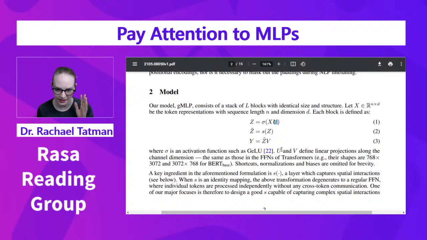U and V are defined as linear projections along a channel dimension, the same as those in feed-forward networks of transformers. E.g., their shapes are 768 times 3072 and 3072 times 768 for base. Shortcuts, normalizations, and biases are omitted for brevity.